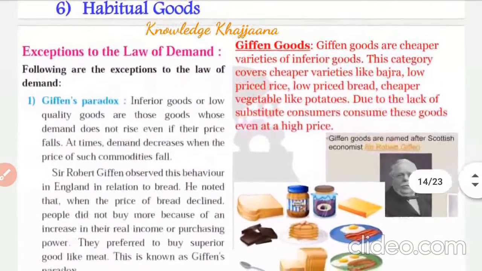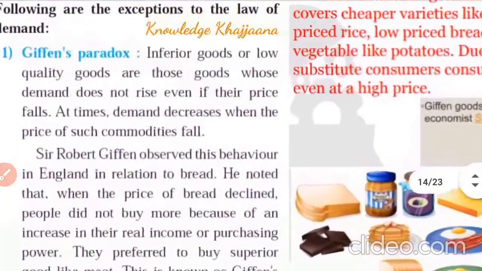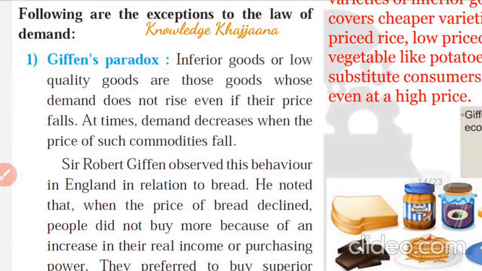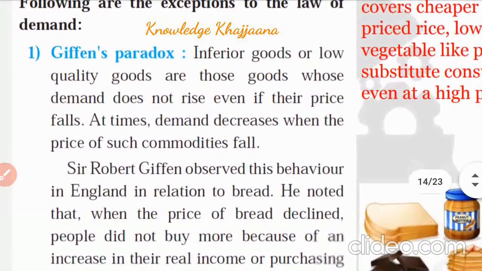See, what is the first exception to the law of demand? Following are the exceptions to the law of demand. First is Giffen Paradox. Okay, who is this Giffen? See, Sir Robert Giffen was an economist in England. As he derived this exception, it is known by his name. It is Giffen Paradox. Giffen is the name of the economist, Sir Robert Giffen from England.